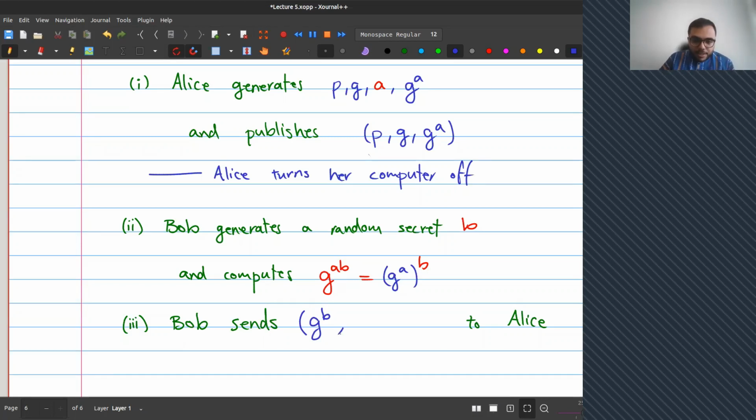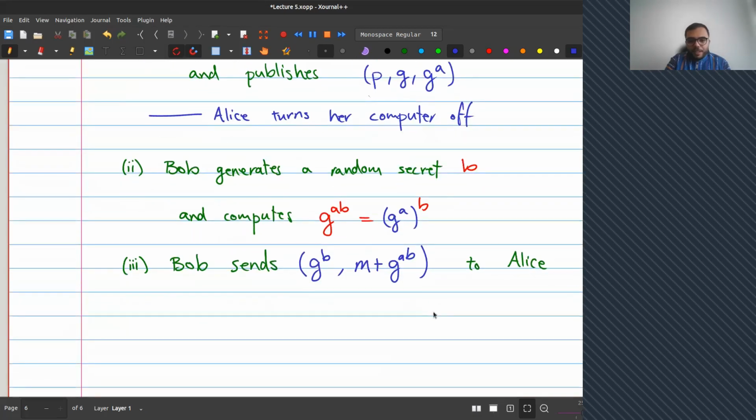And Bob doesn't wait for Alice to come online. He also takes the message M that he wanted to send and XORs it, or adds it, to G to the power of AB and sends that to Alice as well. So instead of XOR, I'm just saying add. And the reason I'm using addition is that all of our calculations are modulo P anyway. So addition is just shifting something modulo P. It's very much similar to XOR. I don't need to actually do XOR. I can just do addition.